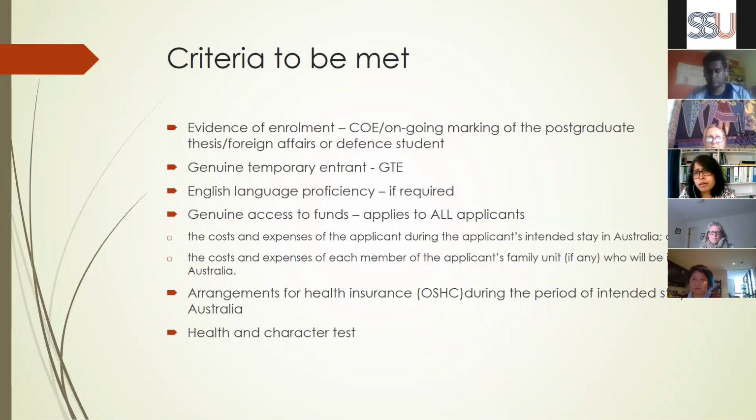And also if you have school age children, then again you have to add an additional 8,296 per child. However, children of a doctoral degree student, a foreign affairs student, a defense student, or a Commonwealth sponsored student are exempted. So they can enroll their children in public schools, and there's no fee for them. So they don't need to provide school fees for them. And the other thing is arrangement for health insurance or student health cover during the period of intended stay.